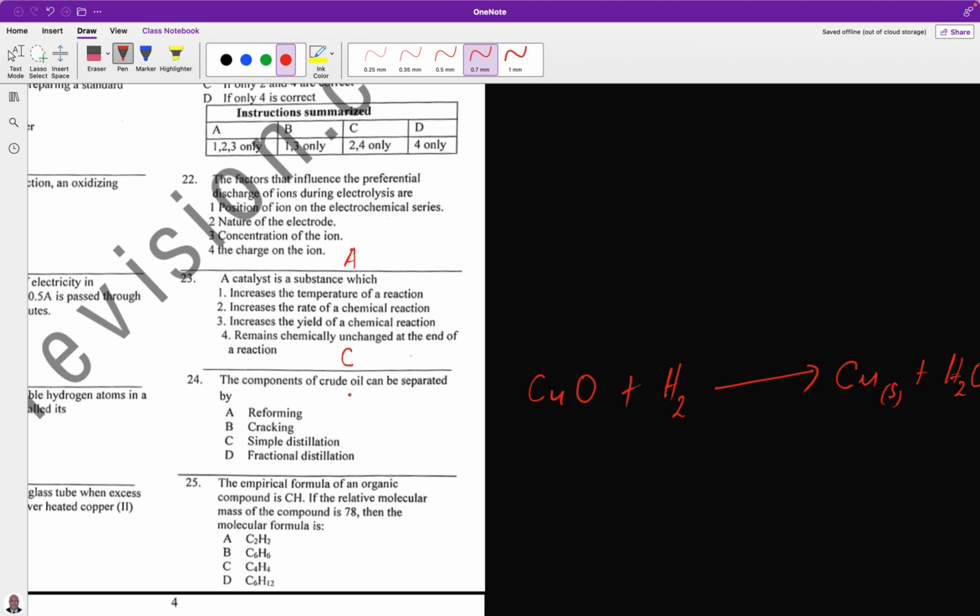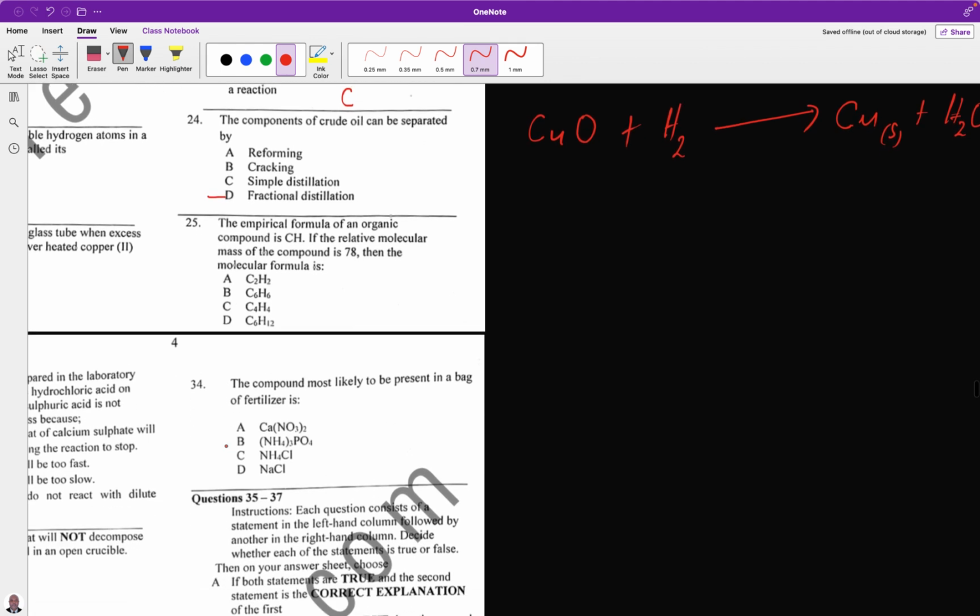They have different temperatures, and the fractional distillation is arranged in such a way that the different components are separated based on the temperature of the component. So it is fractional distillation, which is D. D is the right answer for question number 24.